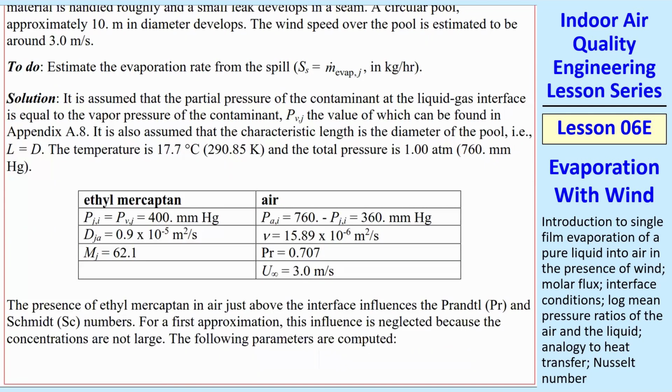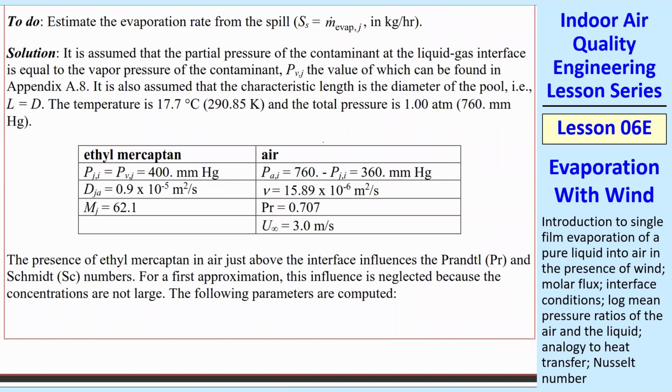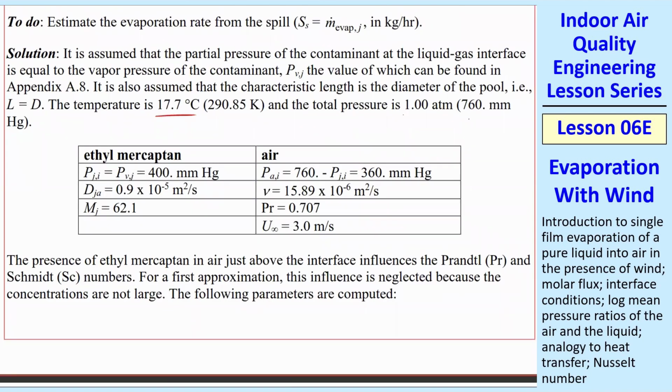Solution: we assume that the partial pressure of the contaminant in the liquid-gas interface is the vapor pressure, like I said, PVJ. So we look at Appendix A8 to find that. In this equation, we have an L. That's a characteristic length. And so here, L equals D, the diameter of the puddle. If you had a different problem, it might be a different characteristic length, depending on the geometry. The temperature is given. Total pressure is the standard atmosphere. So this is not SATP.